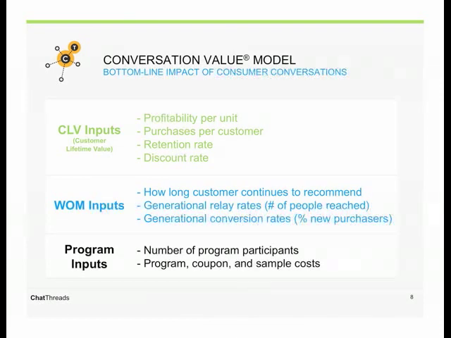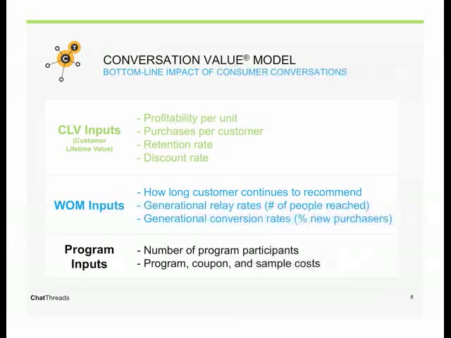So what this model looks at, at least from the lifetime value approach, is what is the profit per unit that a company makes? How many purchases does that customer make over, let's say, a year period of time? You typically use that as a retention rate. And then there's the discount rate, the time value of money. So money in your pocket now is worth more than money later.